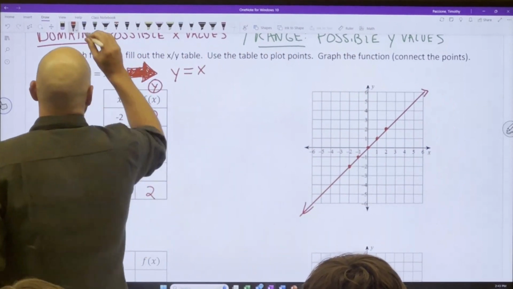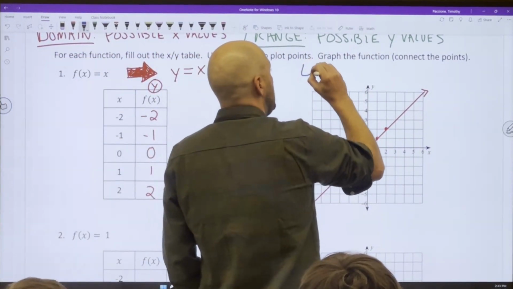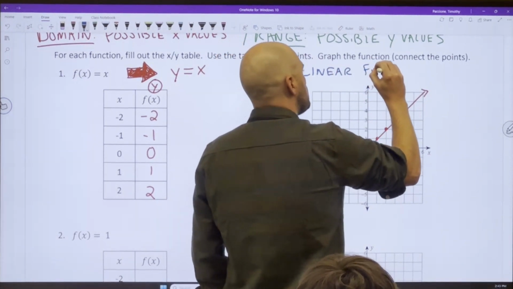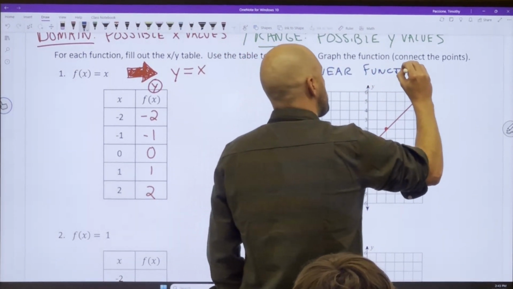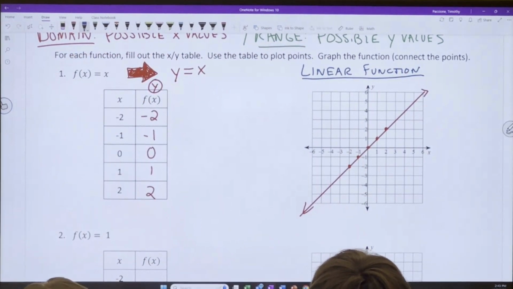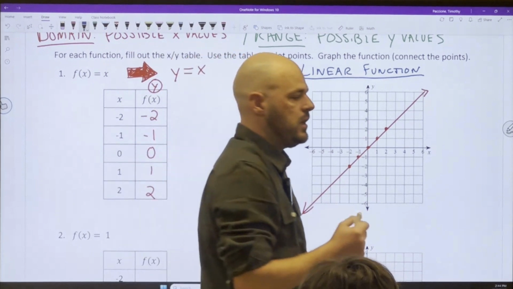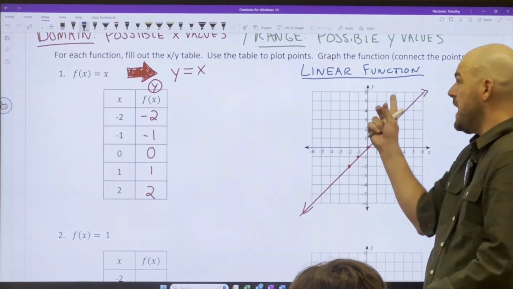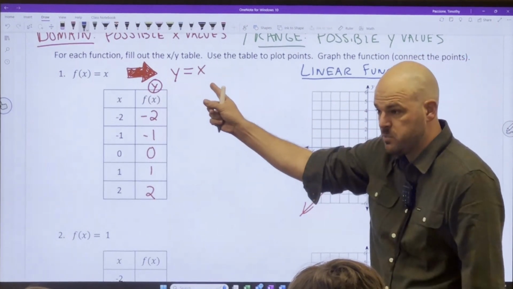Okay? This is what's called a linear function. So it's a line. Now, I told you that these are the simplest form of a situation, right? Simplest form of a type. The type is linear function. That's as simple as it gets.